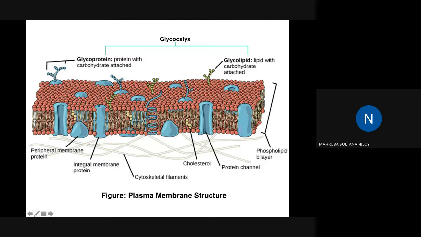So here there might be some special shape, and any signaling molecule may come and bind here. Is it clear? So acting as a receptor means it will accept another molecule, another signaling molecule that can connect with it. Okay, we'll discuss in detail, no problem.